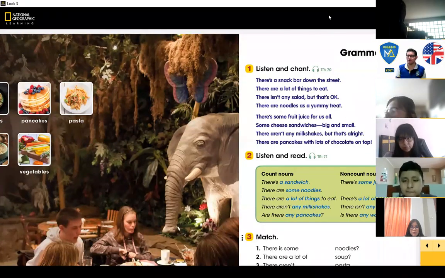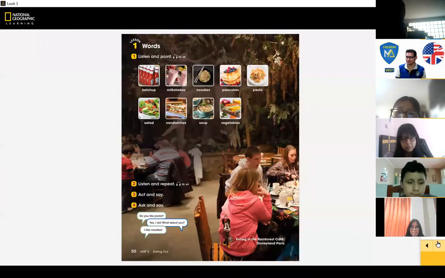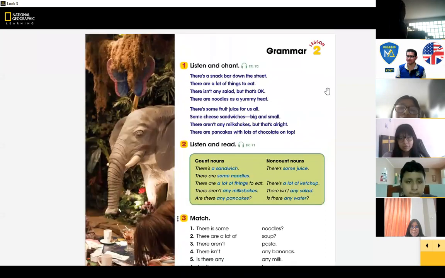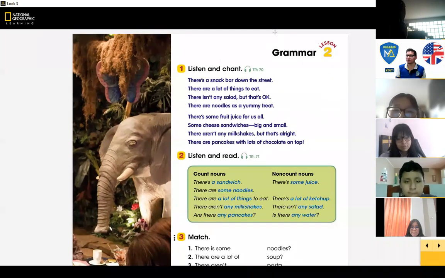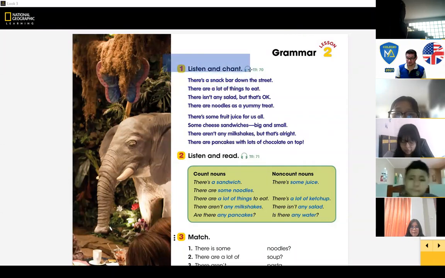Now, let's go to this part. This is the grammar. This is the lesson number 2. I'm going to change the size of the page. Yeah. In this part, this is grammar lesson 2. Activity one, listen and chant, okay?